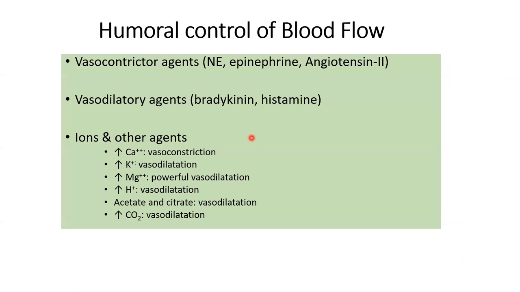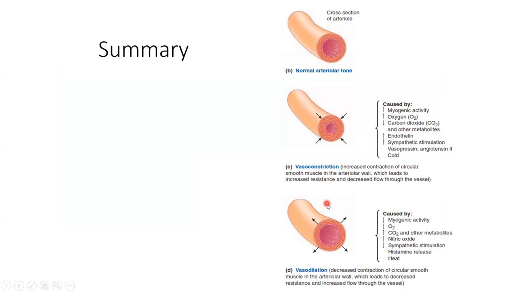Just to give an honorary mention of the hormonal side of things, there are vasoconstrictor agents, as we mentioned, vasodilators, as we mentioned, and different ions and agents which cause vasoconstriction and vasodilation. You can go through this list and read the relevant section of your textbook to have a view of this. This is a nice diagram which summarizes what we have discussed in vasoconstriction and vasodilation phenomena. Okay, this brings us to the end of this chapter. Again, this chapter has a lot of information, but I think if you follow the sequence that I have described, you will find that you can retain it better.